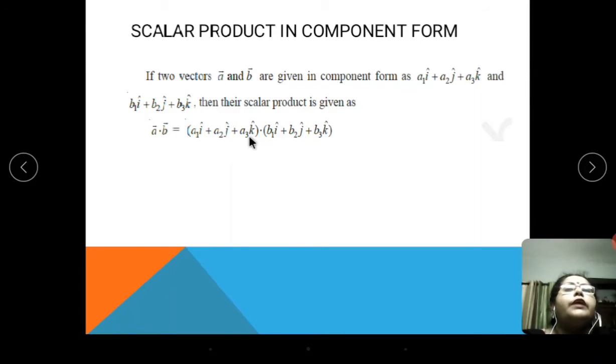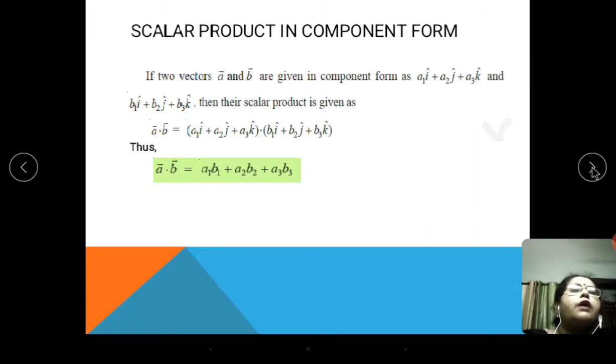So therefore only j dot j will give you a2 b2, and similarly, I hope we can understand that when we multiply with the third component, only this k dot k will give you the coefficient a3 b3. So finally, I hope we have understood that the result for your dot product in the component form is a1 b1 plus a2 b2 plus a3 b3.